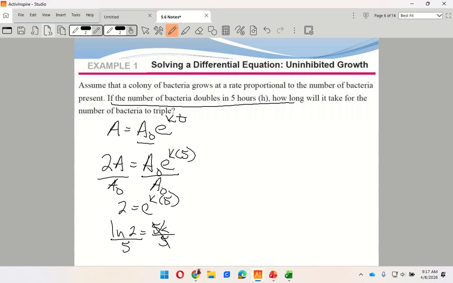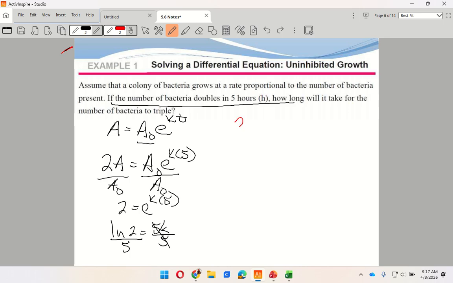All right, and now from there, how long will it take? So what am I looking for now? Reading through the question, what am I looking for? Time. I look for time, right? So I now have a value for k. I have a value for my a sub naught, which is whatever my initial amount is. How long will it take for the number of bacteria to triple? So what information do I have now? You're solving for 3a. 3a, very good.